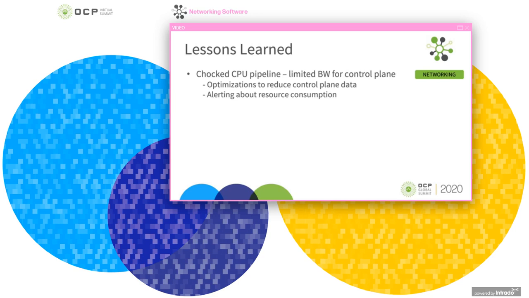In order to address this, we added various optimizations in the control plane to reduce the exchange of data between the nodes, as well as alerting on resource consumption. So we monitor the CPU bandwidth and try to identify regressions in the initial phases of a release before it gets widespread. There were issues around backward compatibility as well.